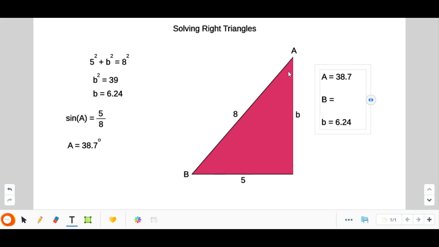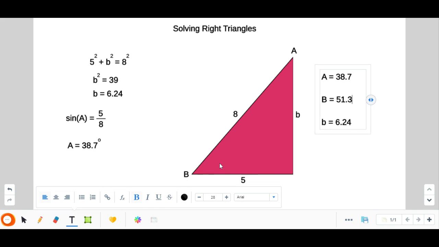The two angles of the triangle, the sides for the right angle, the other two angles have to add up to 90. So if A is 38.7, to get B, you would just do 90 minus 38.7, which is 51.3. So angle B would be 51.3 degrees. So there's a few ways you can do it. Again, we could have used trig for both A and B.